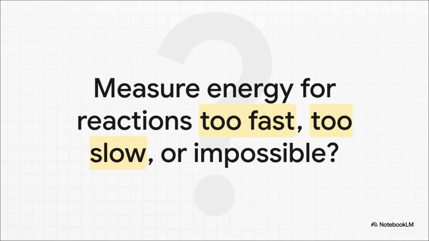This right here is our central puzzle. How do you measure the energy from a firecracker's bang, which is over in an instant? Or what about the almost impossibly slow energy change as a diamond turns into graphite over geologic time? You just can't. But chemists have come up with some incredibly clever workarounds, using pure logic to calculate what they can't directly see. Let's find out how they pull it off.